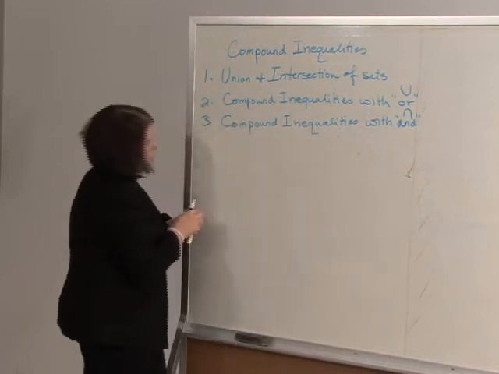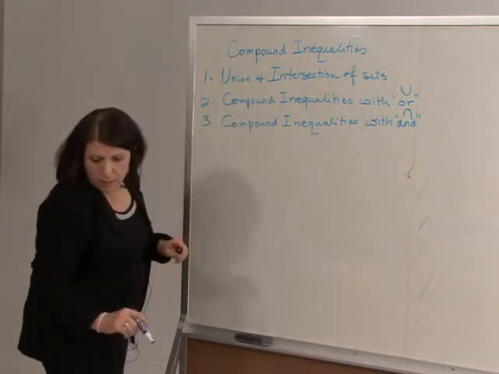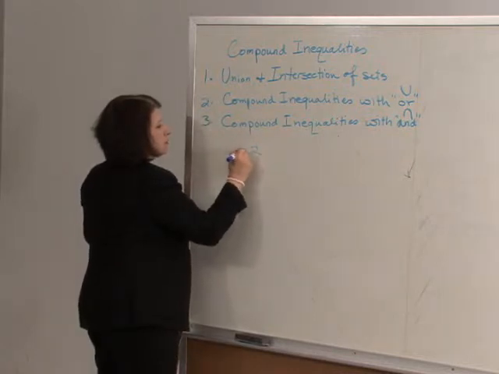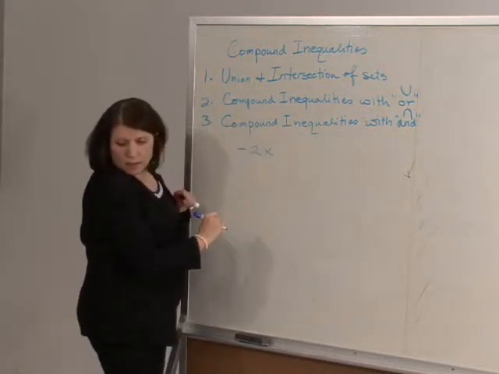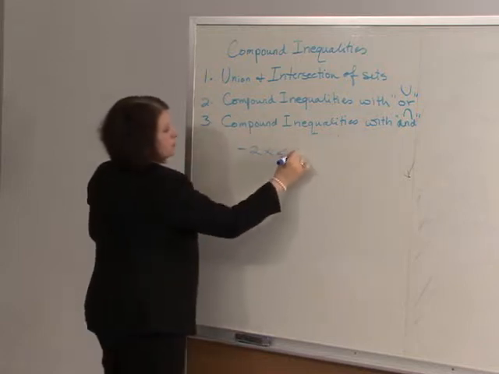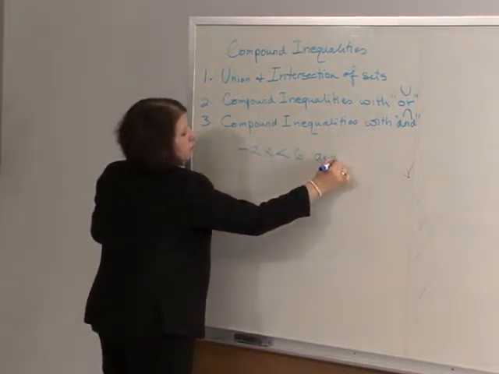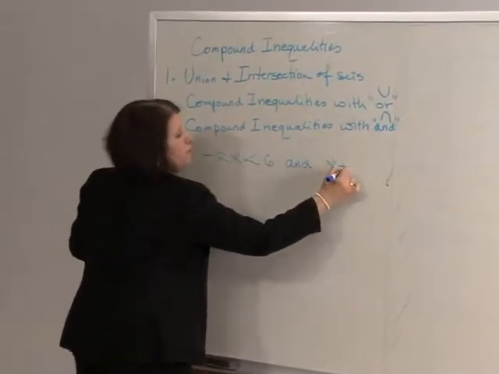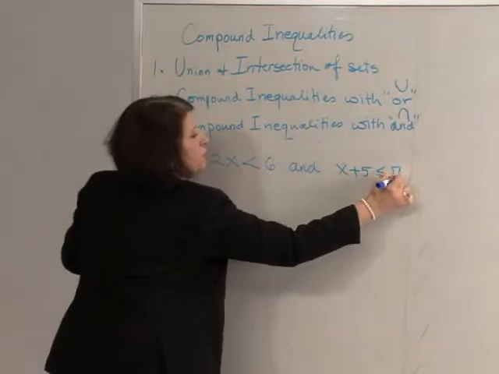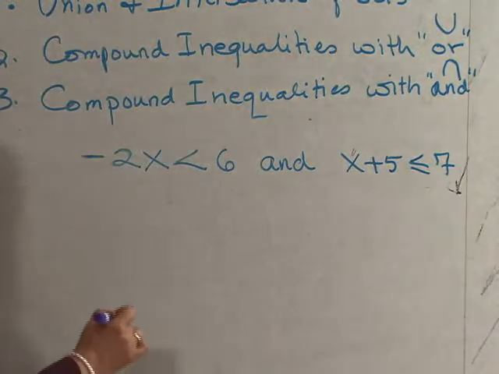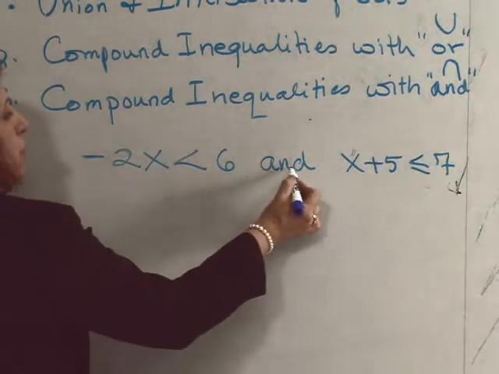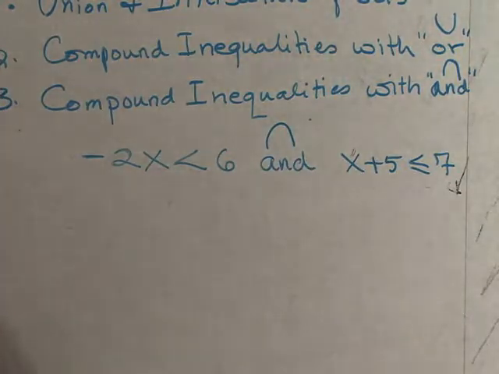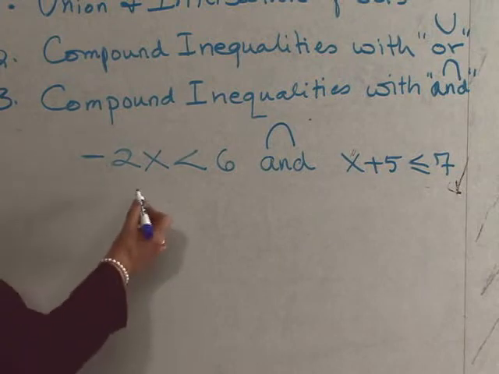Okay, so let's take this example: negative 2x is less than 6, and x plus 5 is less than or equal to 7. And so remember, they're joined with "and," so that means I'm going to take the intersection when I'm done solving both inequalities. So let's solve this one.